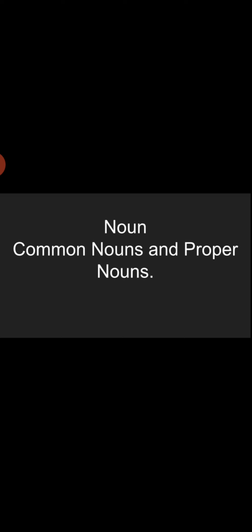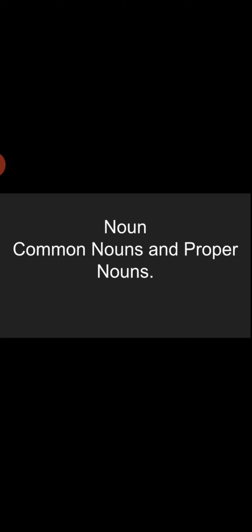For example, city is a common noun. State is a common noun. Person is a common noun. Player, P-L-A-Y-E-R, player is a common noun. Book is a common noun. And ball is a common noun. So all these refer to a general class: city, state, person, player, book, ball.